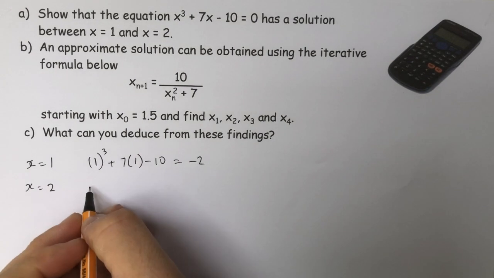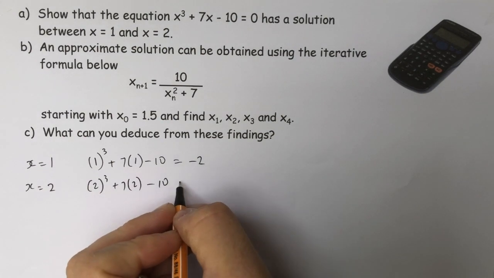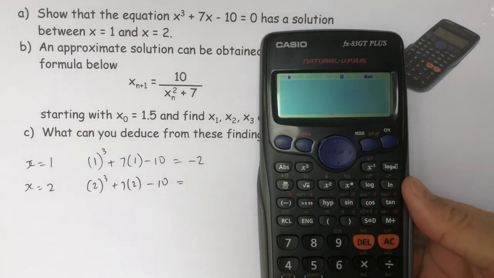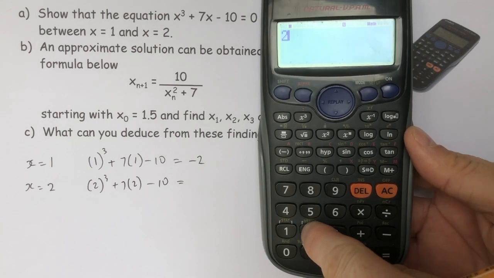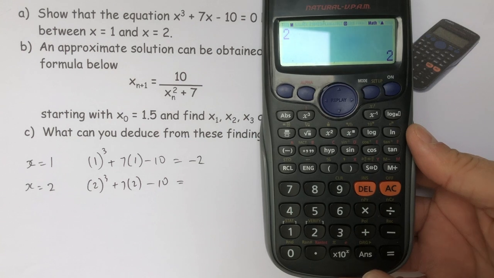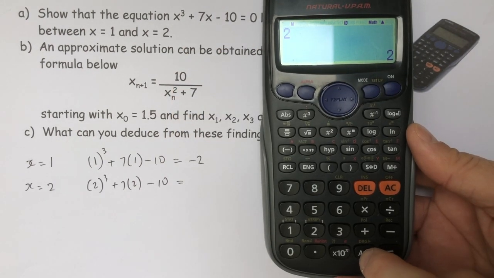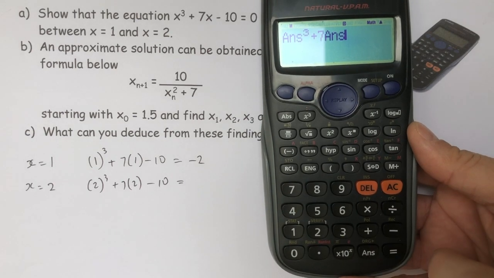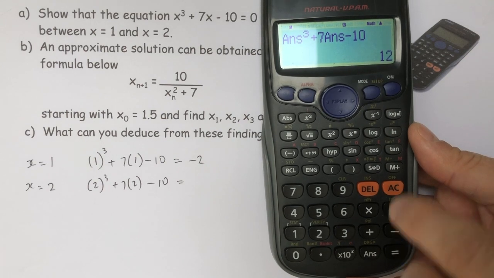Then we have to do the same with 2, so we get 2 cubed plus 7 2's take 10 equals. Now this can be obtained by using the Casio calculator and by first of all putting 2 and pressing equals. What this does is it stores 2 into the answer button. If I then type in the equation using the answer button, answer cubed for x cubed plus 7 answer for 7x take 10, then the calculator gives us the answer straight away, which in this case is 12.